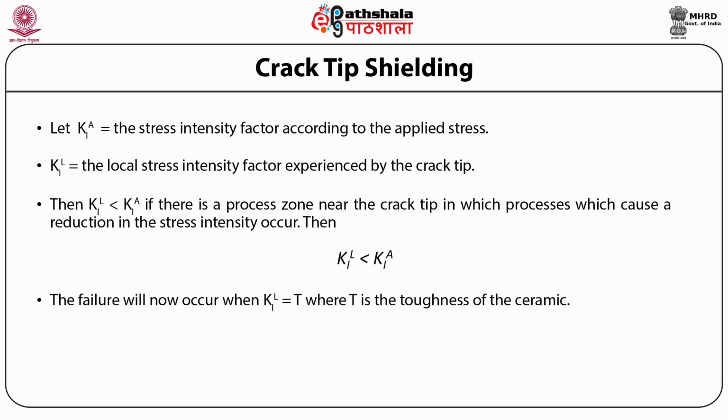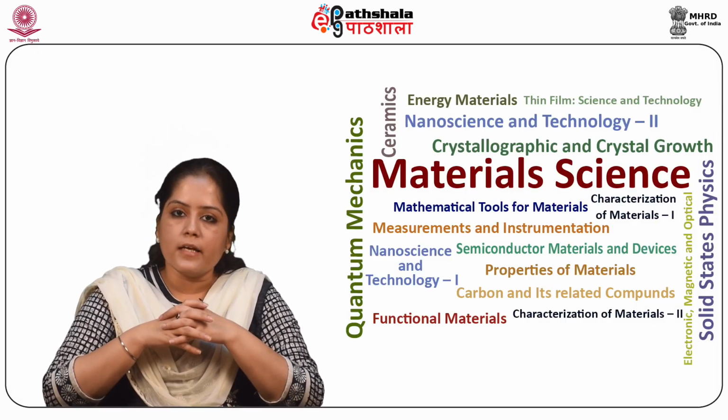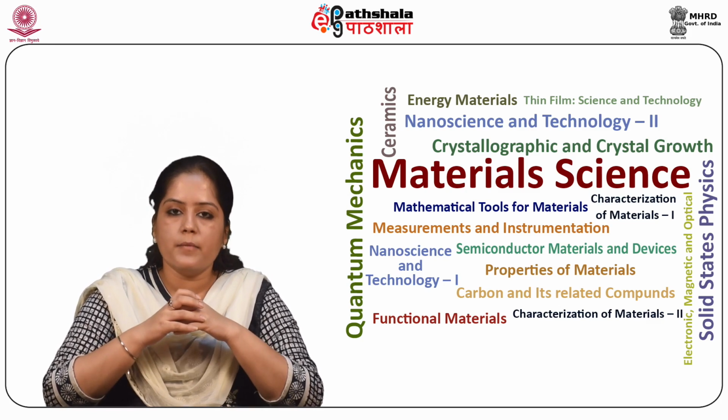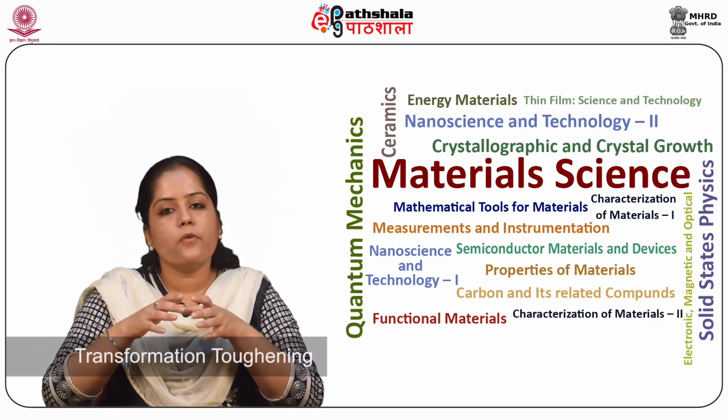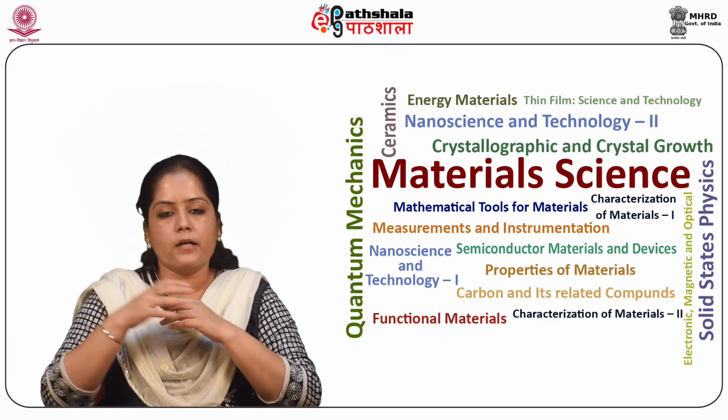So the failure will now occur when K_IL equal to T, where T is the toughness of the ceramic. The measured stress intensity factor will be higher by the amount delta K equal to K_IA minus K_IL. Crack tip shielding by transformation toughening. The two important mechanisms of crack tip shielding in ceramics are first, transformation toughening, and second, stress-induced micro-cracking.